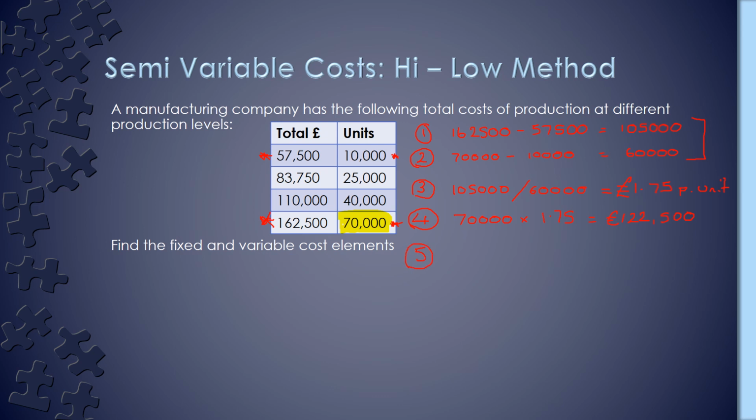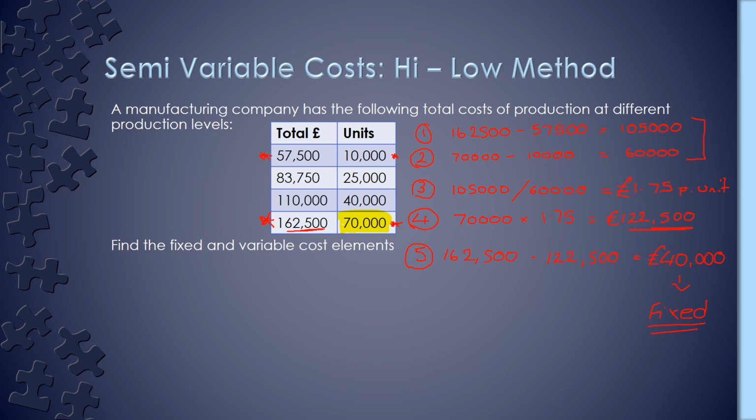So for step 5 then, we're going to take the total cost of producing those 70,000 units. We're going to take away the variable cost that we've just worked out for that production level. And that then gives us our fixed element. So once we've got that, we need to just check that we have actually got that right. In order to do that, we're going to use a different output level and check that it all works.